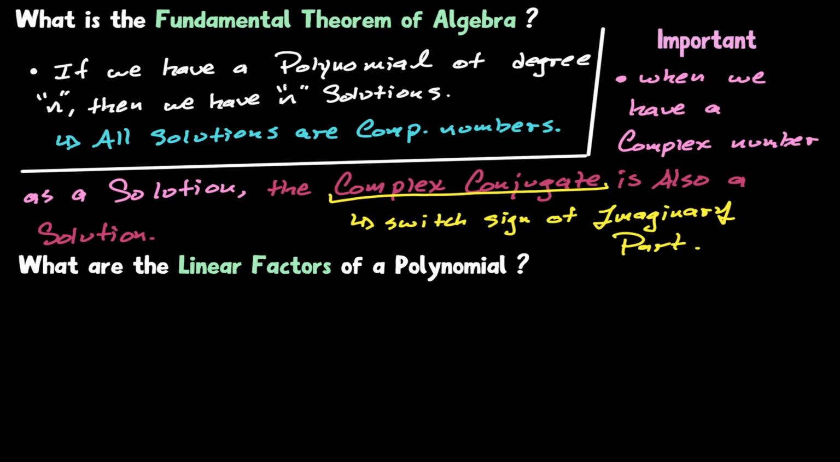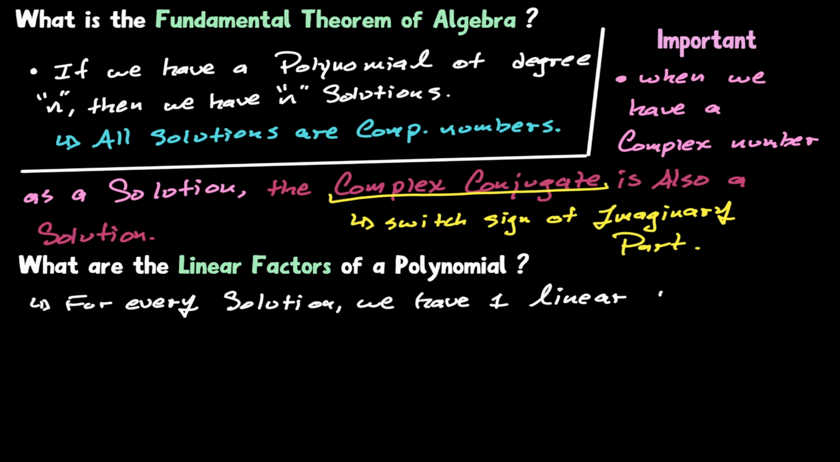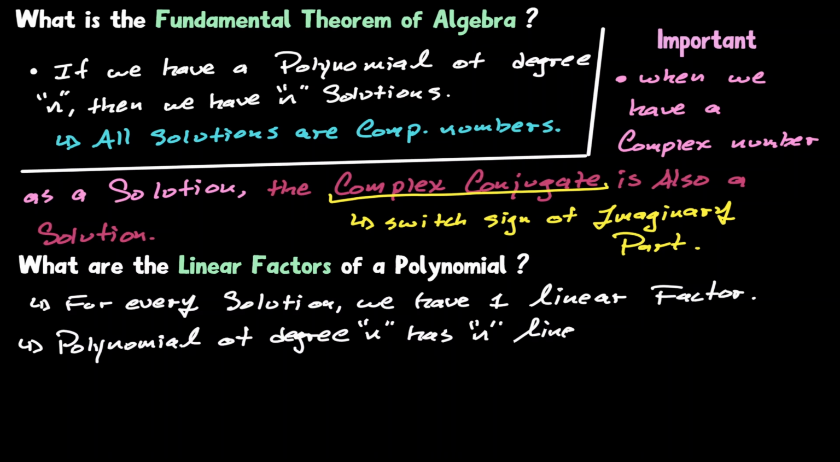So when we're dealing with solutions in a polynomial, we should discuss the idea of linear factors. Because for every solution that we have, we also have one linear factor. The fundamental theorem of algebra says that a polynomial of degree n has n solutions, and therefore a polynomial of degree n has n linear factors. So let's illustrate this idea.